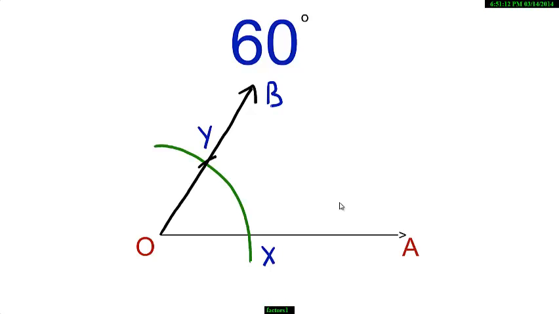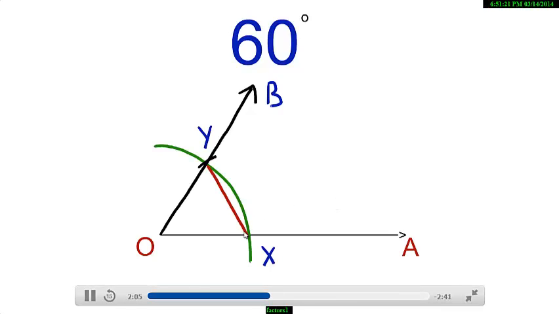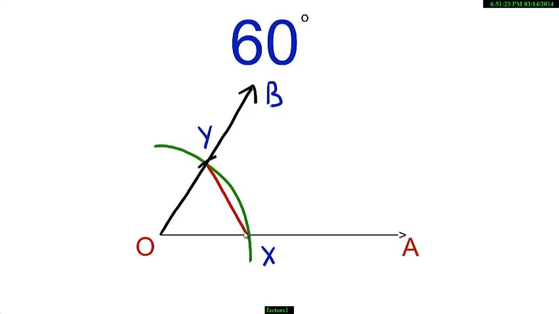Let us observe the construction again. If you join XY, remember OX is equal to OY as it is the radius of the same arc. Also, we use the same radius to cut the arc at Y. So therefore, OX is equal to OY is also equal to XY.